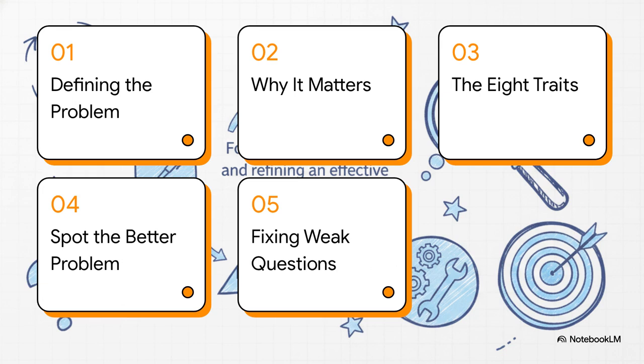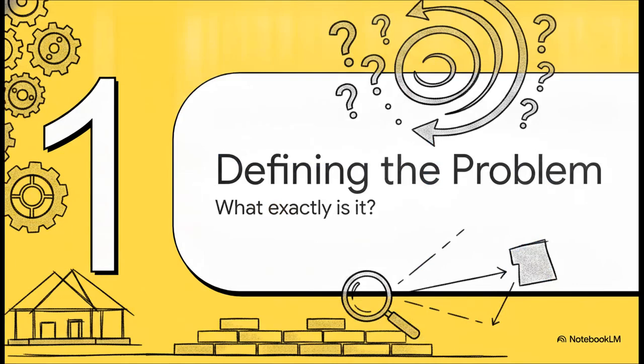Well, today's agenda is basically your roadmap to understanding exactly how we pull off that transformation. We'll be hitting 1, defining the problem, 2, why it matters, 3, the 8 traits, 4, spot the better problem, and finally 5, fixing weak questions. Let's jump in. Number 1, defining the problem.